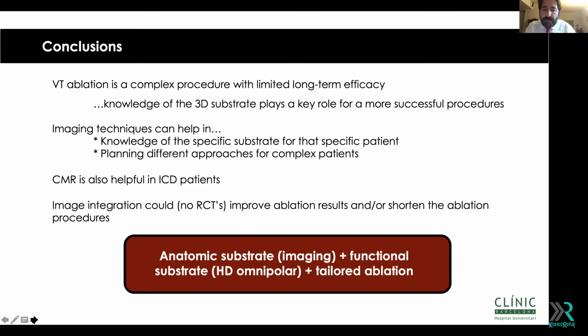This is also helpful, as I demonstrated, in ICD patients. It's true that it's not demonstrated in randomized trials, but I think it makes sense. I mean, it's better to use Google Maps to go to a place that you don't know. So it's better to use imaging to ablate a substrate that you don't know. And I think the best combination for VT ablation is imaging, so anatomic substrate, functional substrate, with high density omnipolar mapping. By using these techniques, you can tailor your ablation technique for this specific patient.